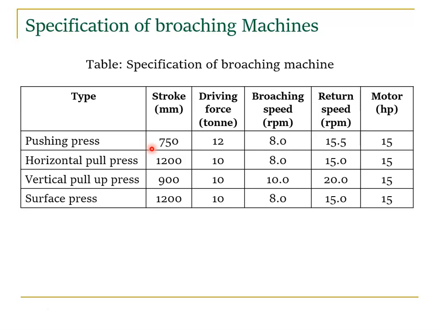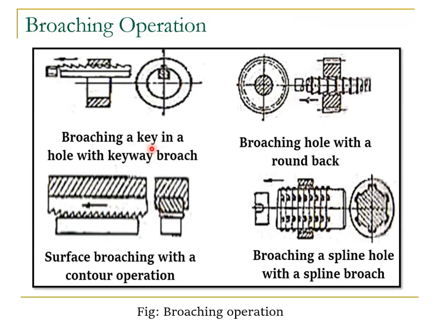So this is one of the examples. It is given in our textbook. If it is a bush broaching, the stroke may be 750, along with the driving force, broaching speed, return speed, as well as motor. So these are examples of specifications, right? The next topic is operations performed on a broaching machine.